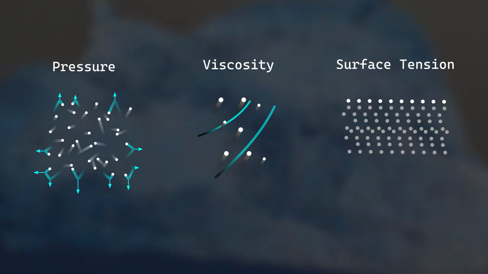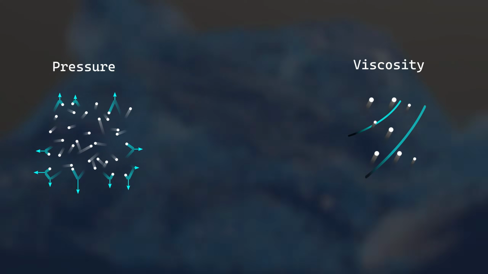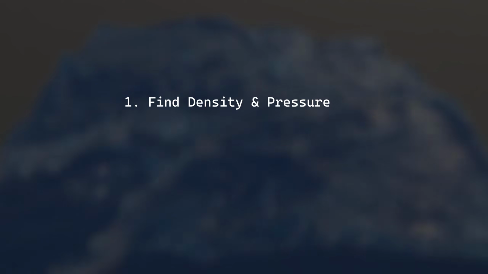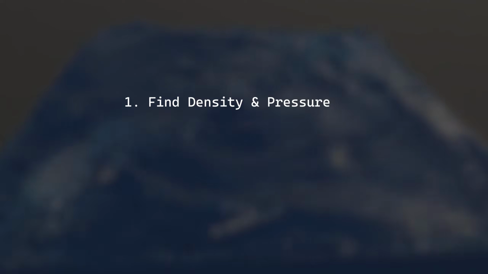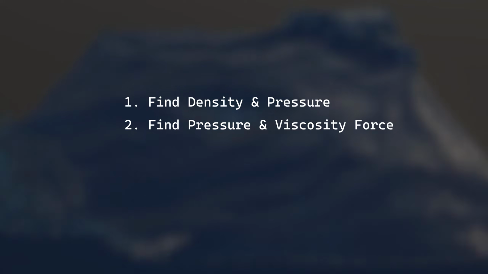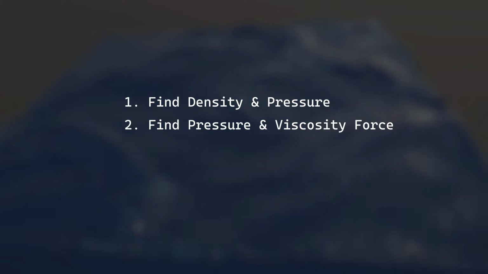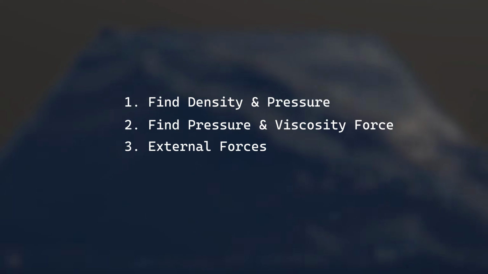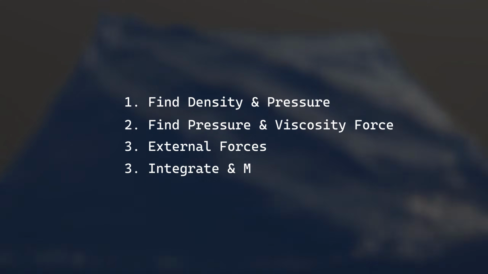In this video, we'll model the forces of pressure and viscosity on the fluid, and leave out surface tension for another video. Our algorithm implementing SPH has the following 4 steps. First, we need to find the pressure and density for every particle in our simulation. Second, we need to use the pressure and density to find the pressure force and viscosity force. Once we have these forces, we can add gravity and external forces such as a ball moving through the scene. And once we have the forces for each particle, we can actually move the particles.